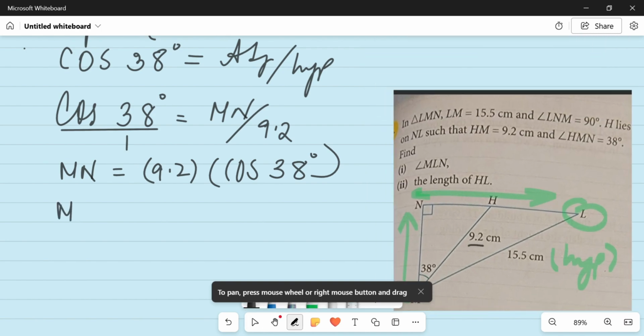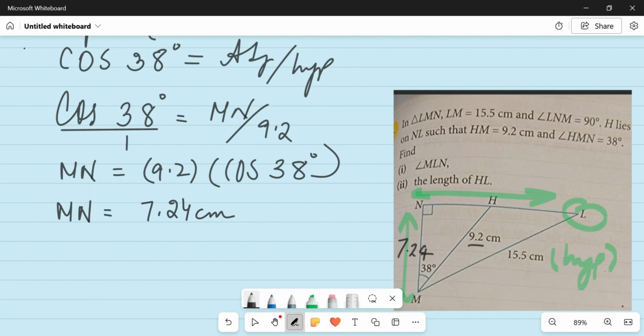For MN, click cos 38 in the calculator, find the answer, and then multiply by 9.2. So MN is 7.24 centimeter. We have found MN. Step number 1 done, now step number 2.